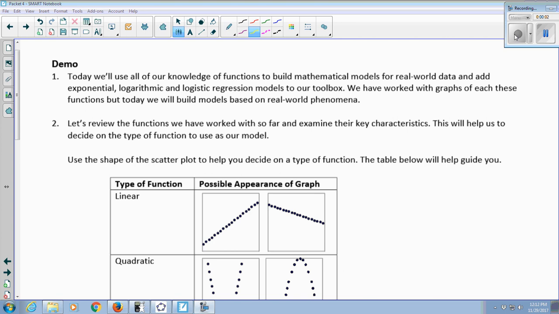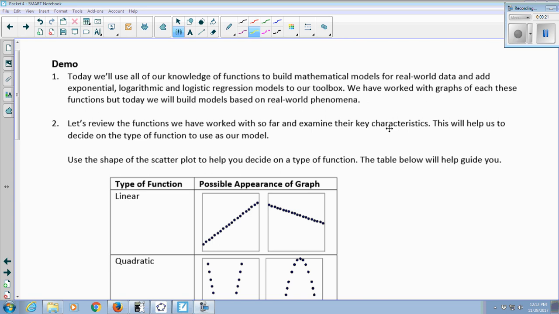Welcome to the Lesson 34 demo. Today we're going to use all of our knowledge of functions to build mathematical models for real-world data. We're going to now be able to do that by adding exponential, log, and logistic models to our toolbox, which already included linear and polynomial models.